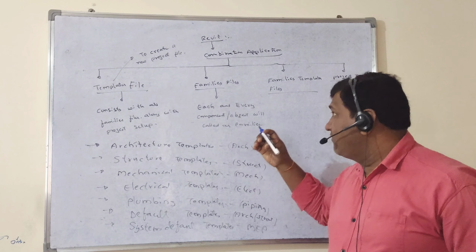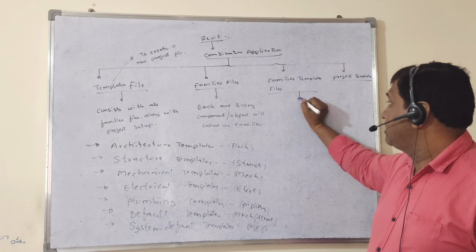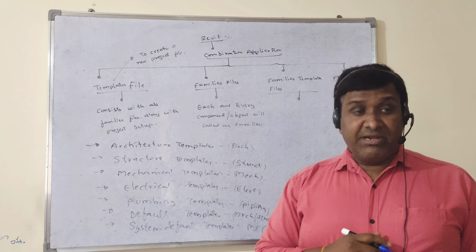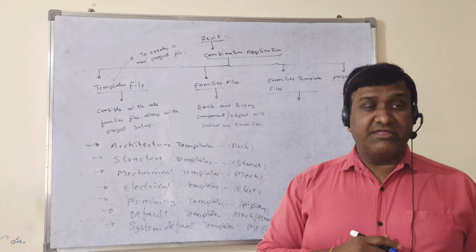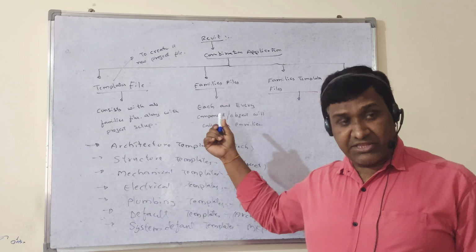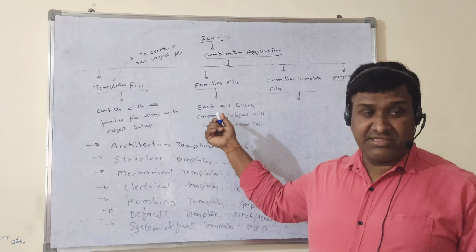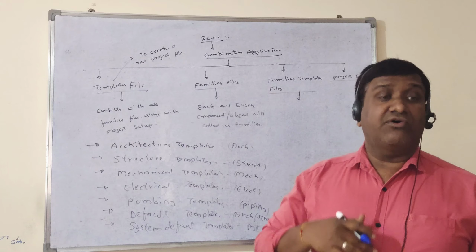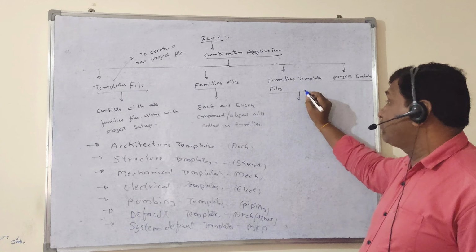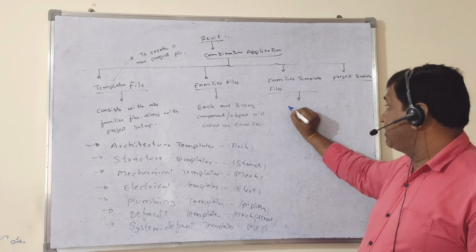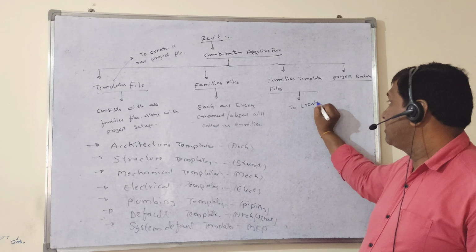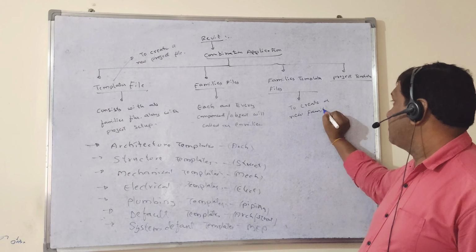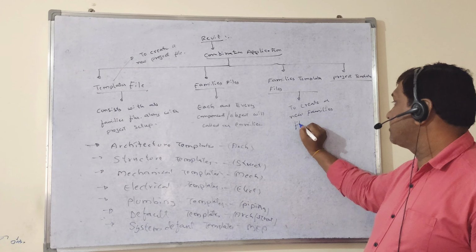Okay, so here family templates will also be there, in a combination file we can say. Whenever your family does not match the basic family Autodesk has given, you have to go and create a new family. For creation of a new family, you have to take the family templates. So here the description is to create new family files.